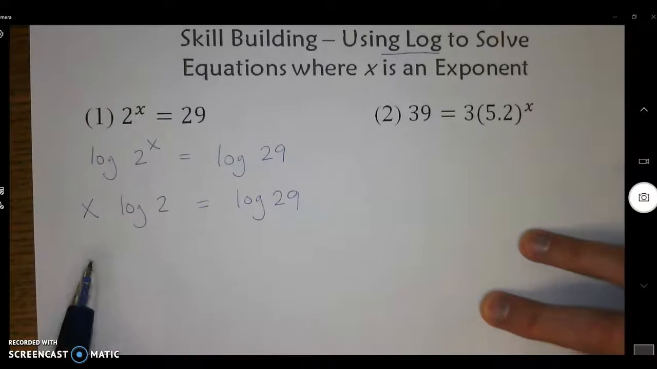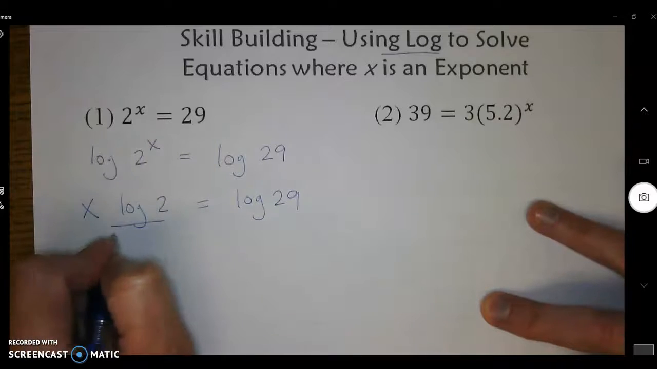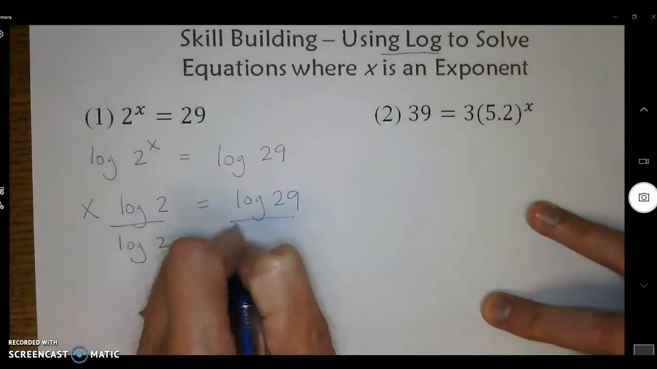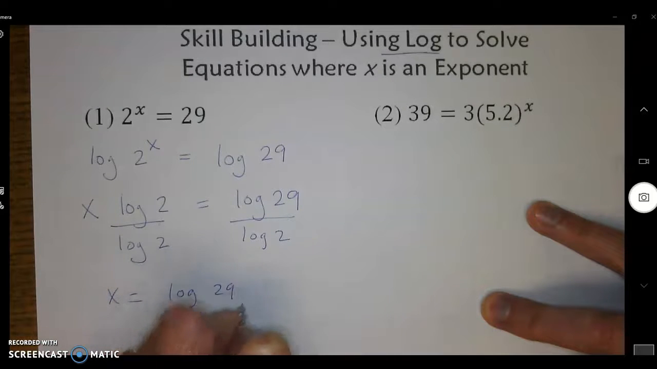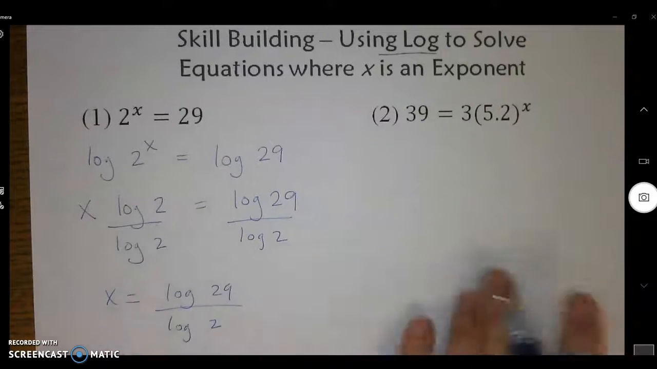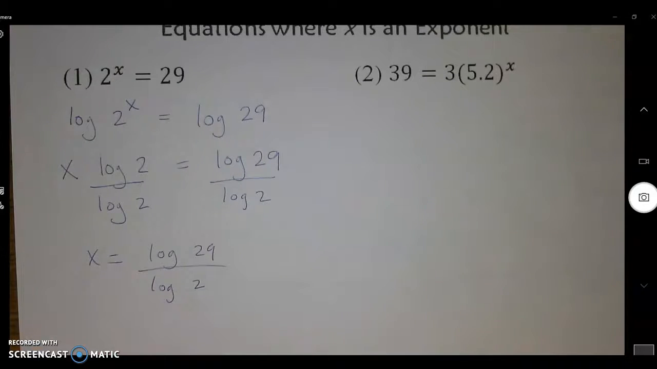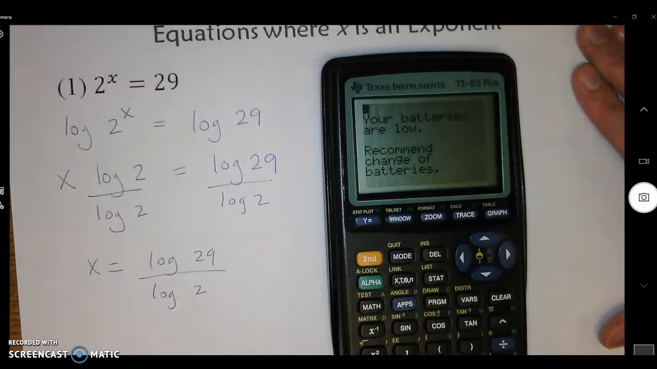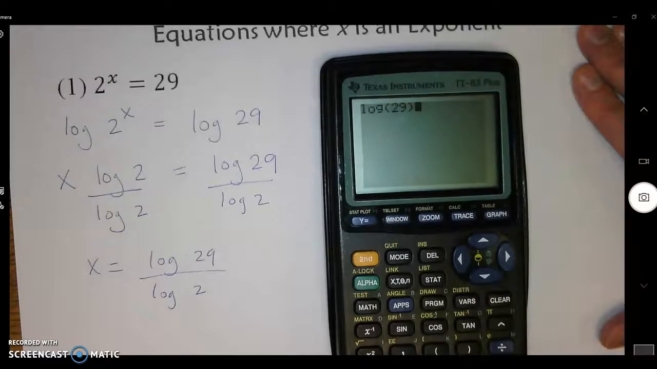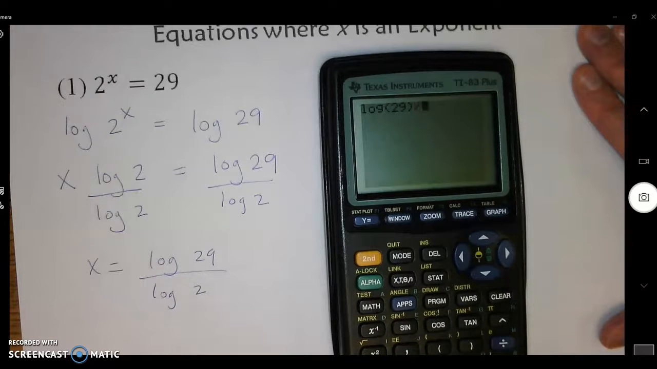And now because I have that situation, I'm ready to get x by itself. I can divide by log 2 because log 2 and x are being multiplied by each other. So x will be log of 29 divided by log of 2. Get the calculator out. So log of 29, make sure you close your parenthesis right there, divided by log 2.